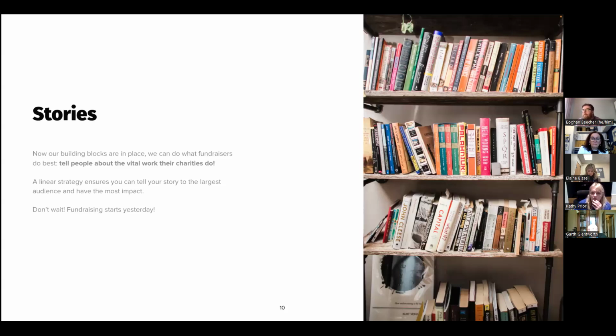And this is why this strategy is linear. This is why this happens in processes: you should get everything right before you start asking serious questions of stories about the vital work that you do. That is what fundraisers do best. They go out there and they tell beautiful stories. The more people they speak to, and the right people they speak to, the more chance they have of getting donations and the more chance they have of understanding which stories work and what stories work to what groups.